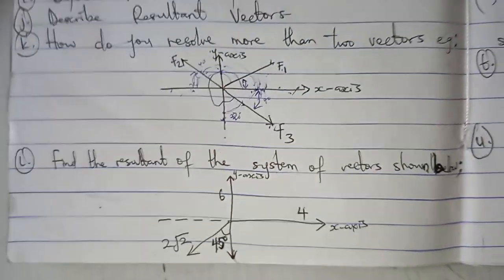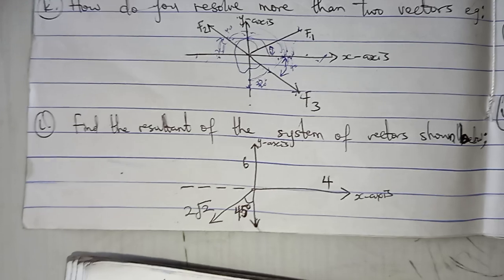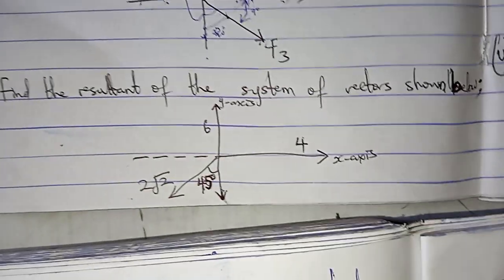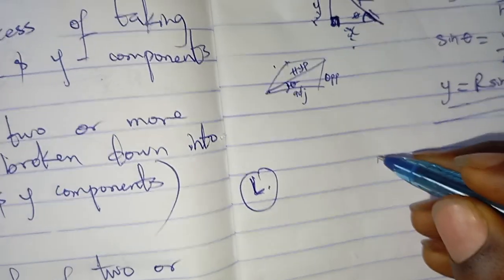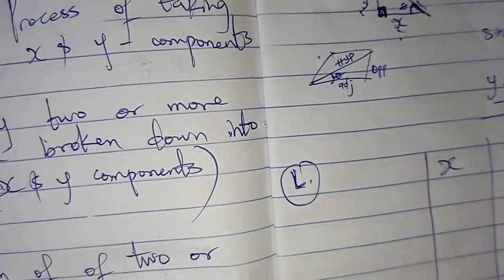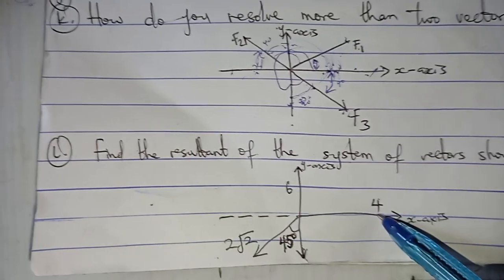They say find the resultant of the system of vectors shown below. So once I see this, to find the resultant, what I just need to do is to go and draw the x and y. This is question L. So I just go and draw the x axis, draw the y axis. Then I always start from this side, the x axis.